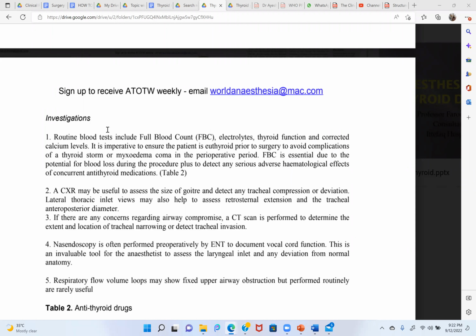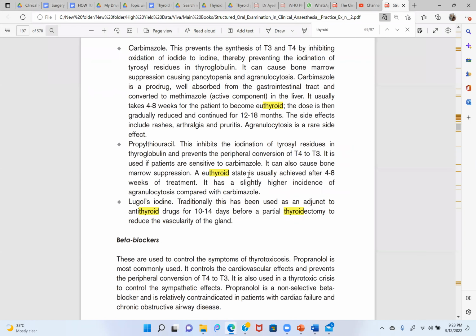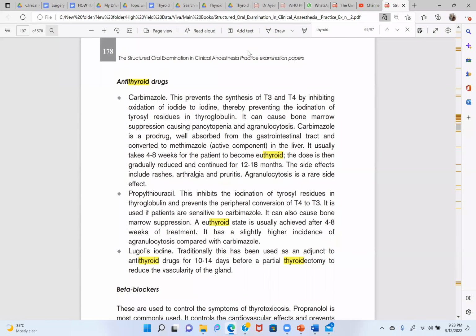Preoperatively, the majority of patients will not be taking steroids. They will be on carbimazole or propylthiouracil. So what investigation do you need to do for propylthiouracil or carbimazole? What are the side effects? Bone marrow suppression, thrombocytopenia, agranulocytosis. Okay, also rashes, arthralgia, pruritus, agranulocytosis.